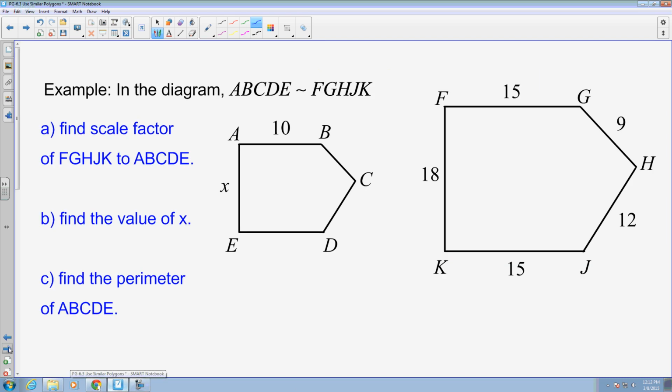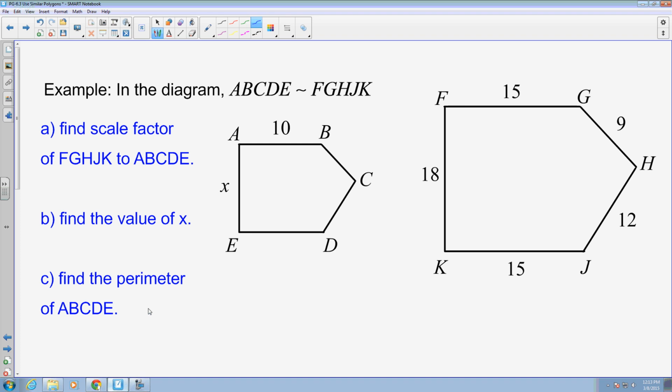Let's take a look. So here in this example, it says in the diagram, ABCDE is similar to FGHJK. The first thing they're asking us is to find the scale factor of FGHJK to ABCDE. This is where you have to keep in mind and be very, very careful where you put the values in your proportion or in your ratio, because there is a right and a wrong way to do it.